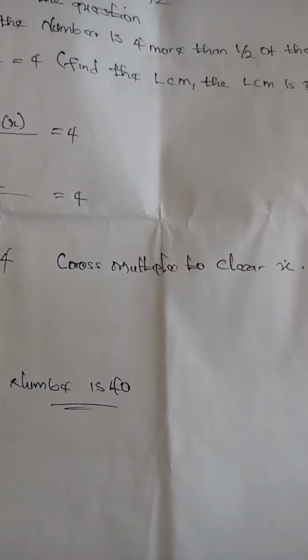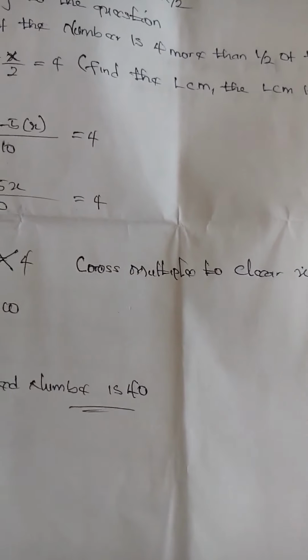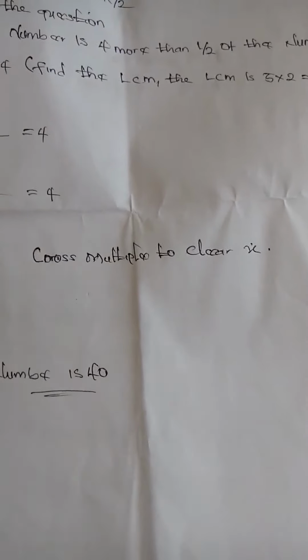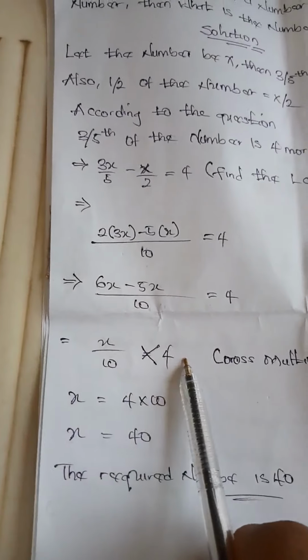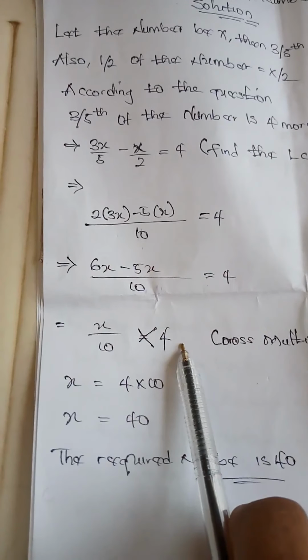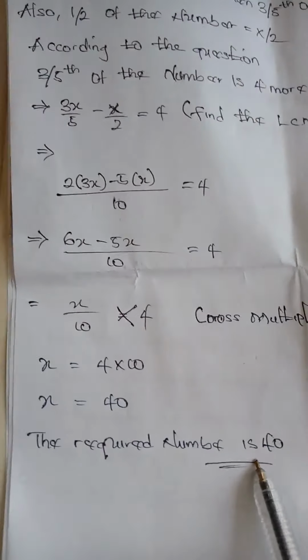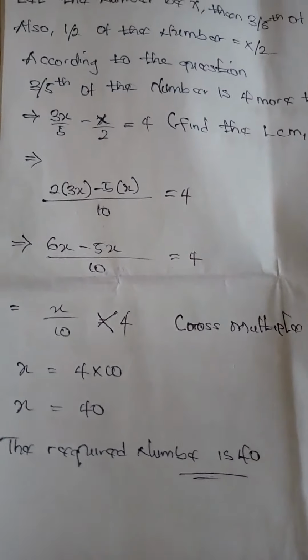So now we cross multiply to clear x. Most times we divide to clear x, but in this case, we cross multiply, because x is on its own. There's no variable attached to it. You just need to take the 10 to this side of the equation. So by cross multiplying, x is equal to 4 times 10, which is 40. So the required number is 40.